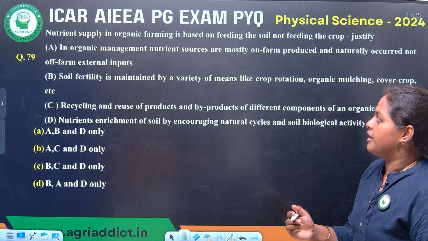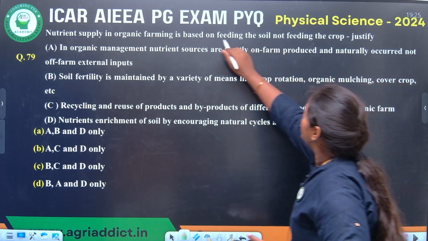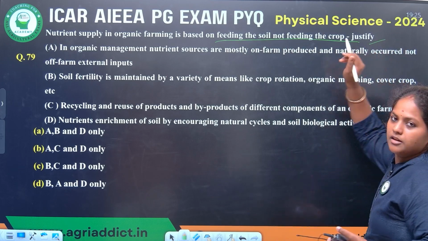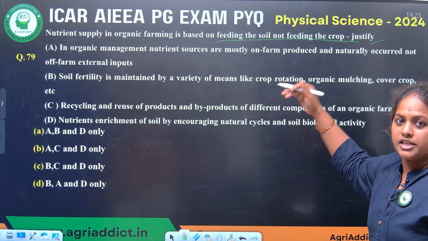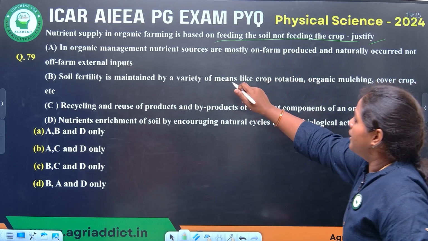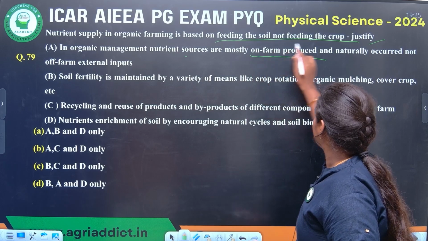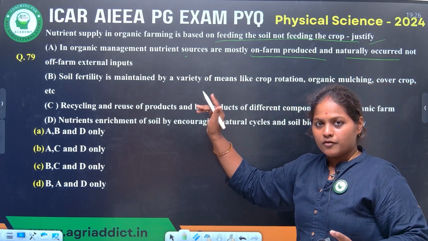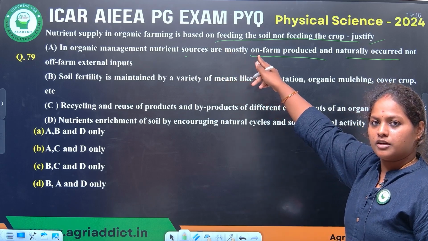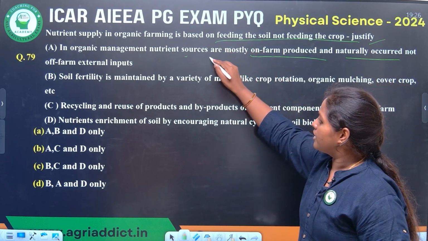Question number 79. Nutrient supply in organic farming is based on feeding the soil, not feeding the crop. This is the statement. So we need to pick such a statement which justifies this given statement. In organic management, nutrient sources are mostly on-farm produced and naturally occurred, not off-farm inputs. This is true, but it is not justifying the statement that we are feeding the soil and not the crop. So we are eliminating it.